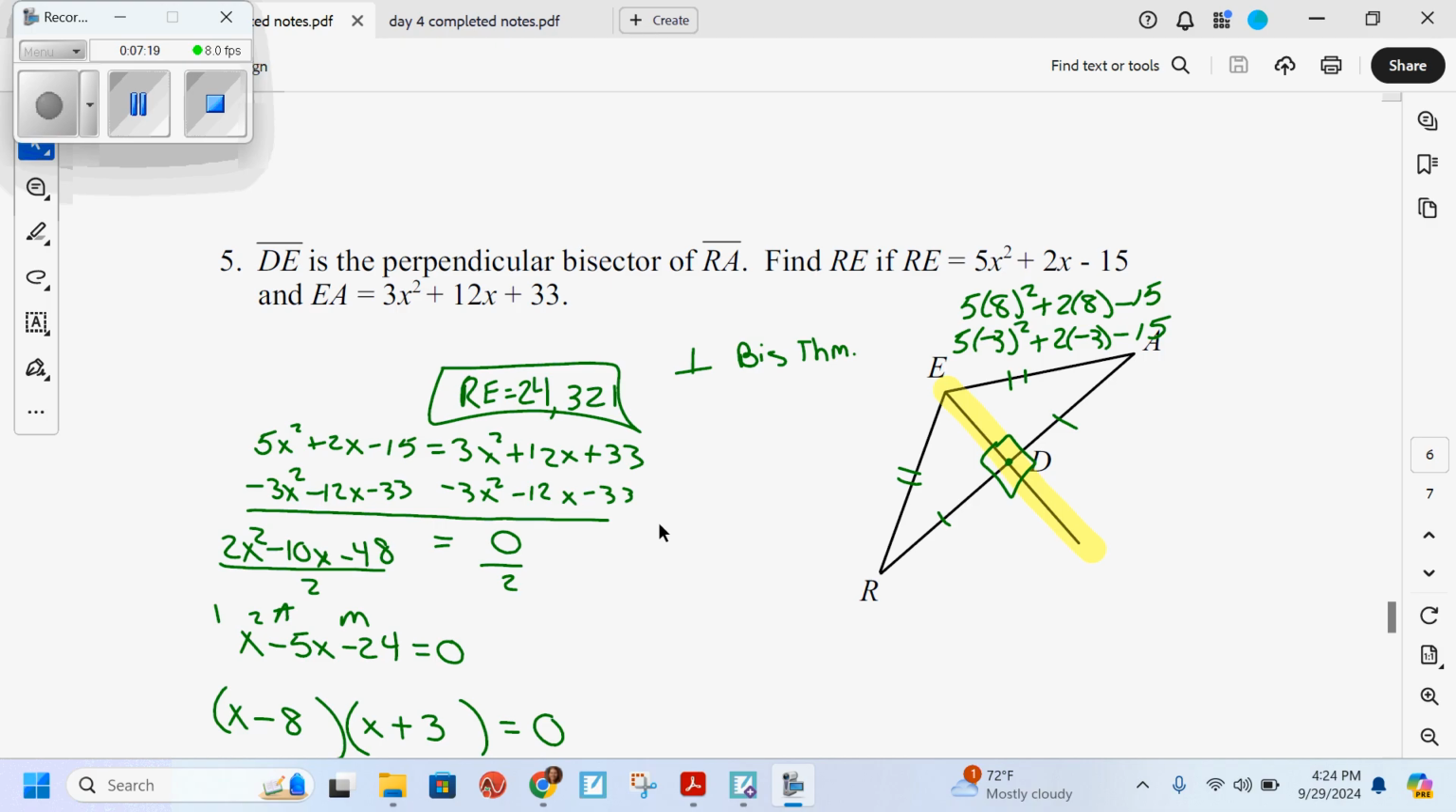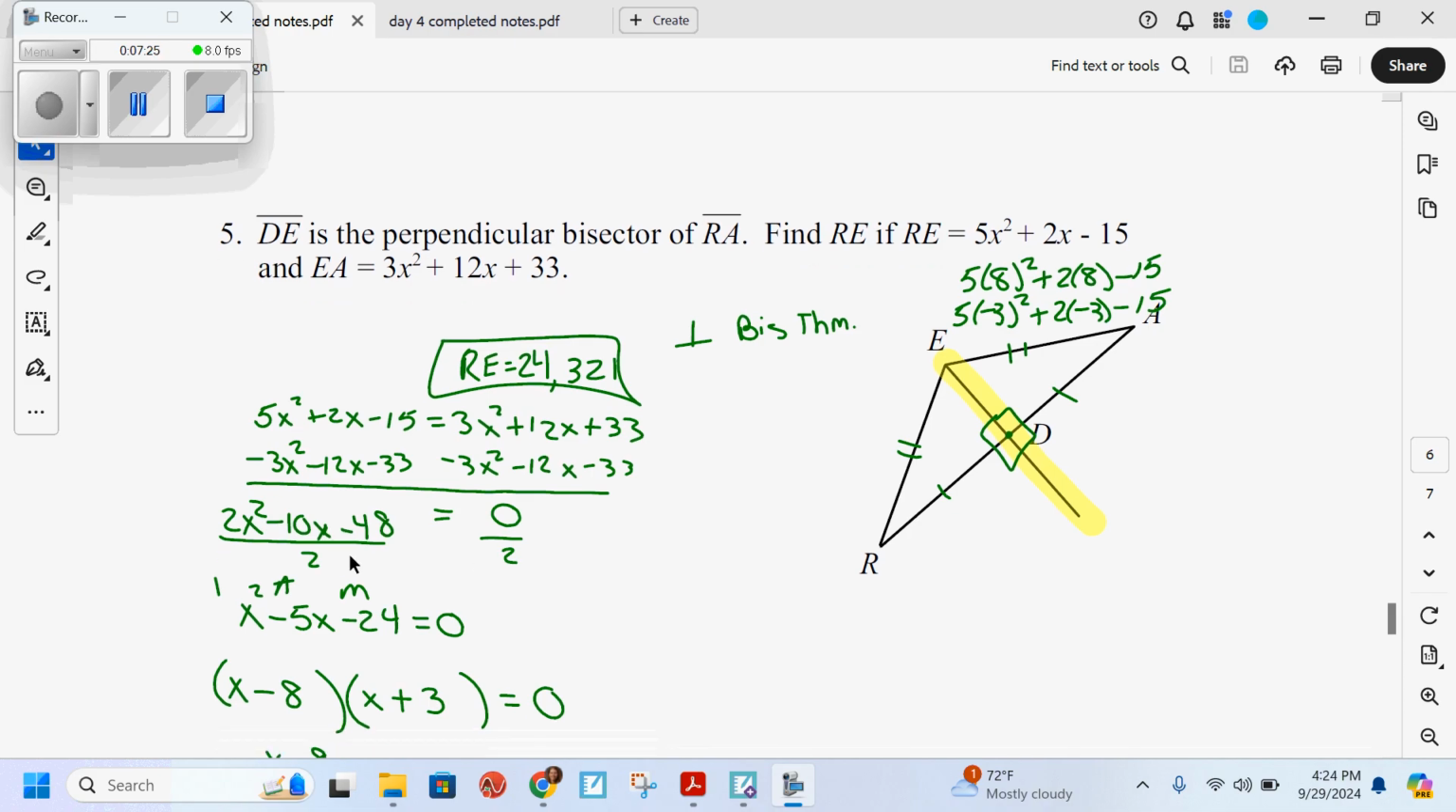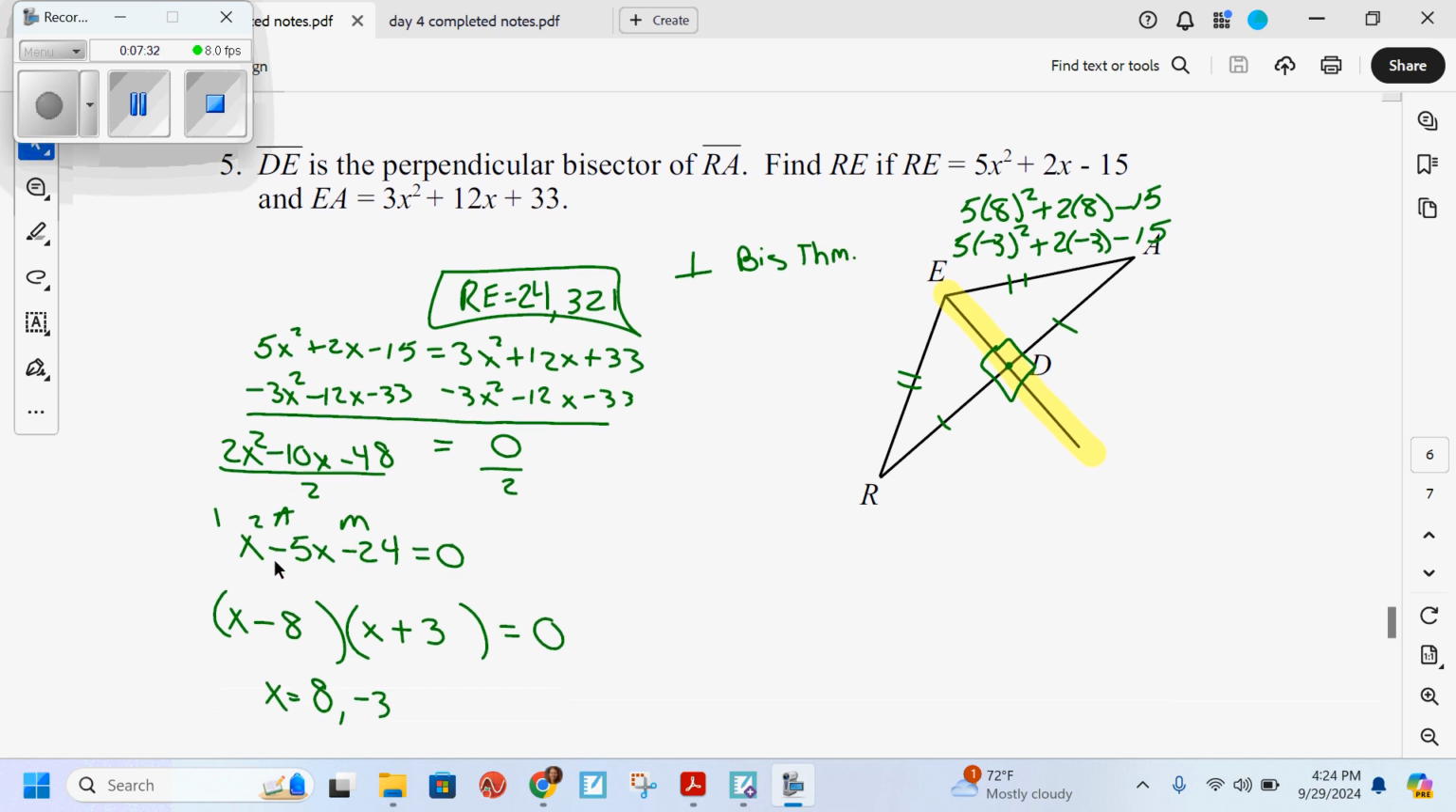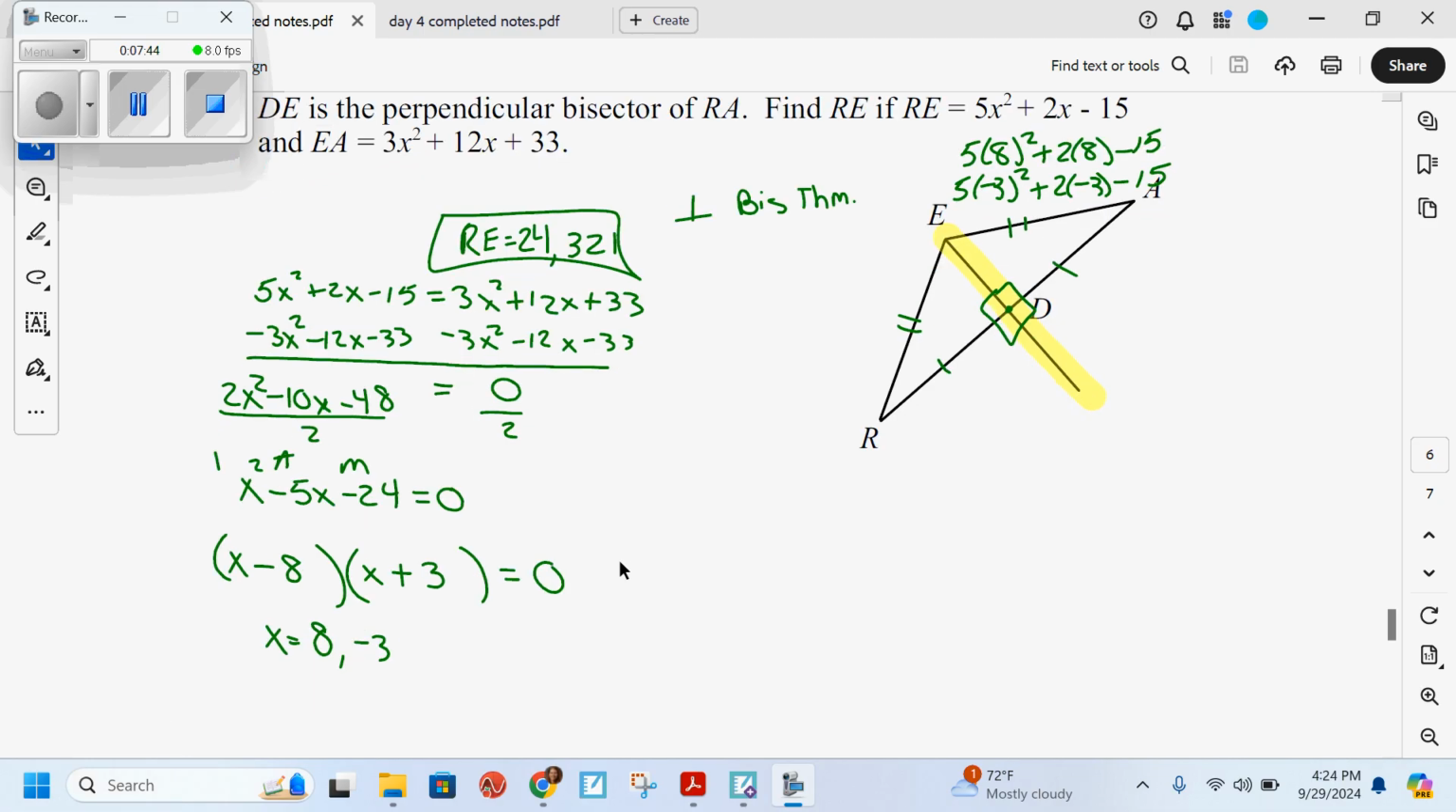I see the x squared, which makes me think I'm going to have to factor. So I get everything to one side. Hopefully you noticed that there was a greatest common factor of 2, so I can divide out the 2. And now I'm able to factor using the X method. So what multiplies to negative 24, but adds up to negative 5? So I've got negative 8 and positive 3. So then when I set them equal to 0, I get 8 and negative 3.